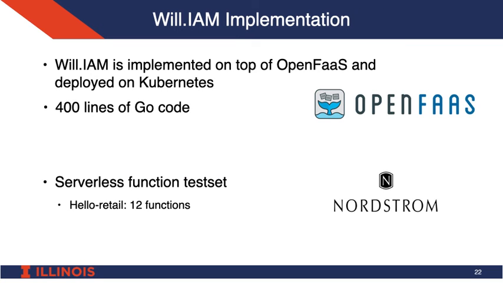Will.IAM is implemented on top of open source serverless framework OpenFaaS and is deployed on a Kubernetes cluster. It took about 400 lines of Go code to modify OpenFaaS to support Will.IAM. Will.IAM is evaluated using the popular proof of concept serverless retail application from Nordstrom, which consists of 12 functions.